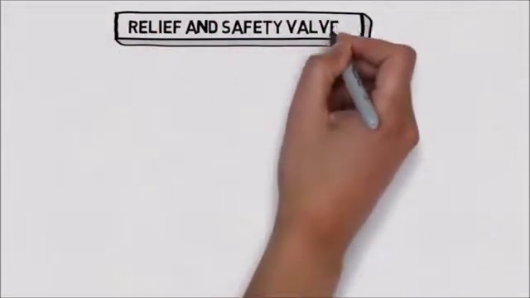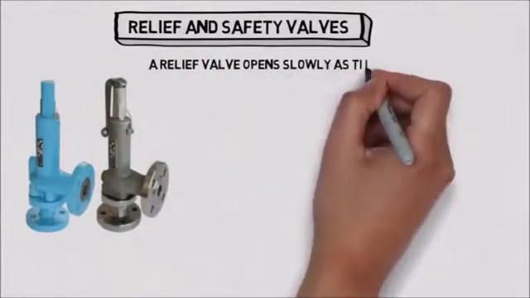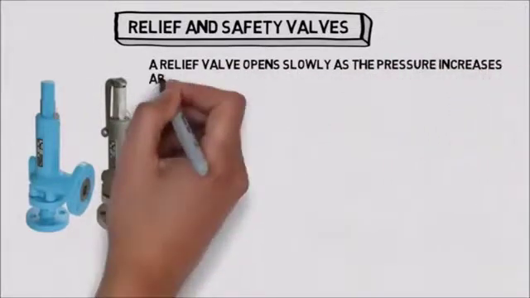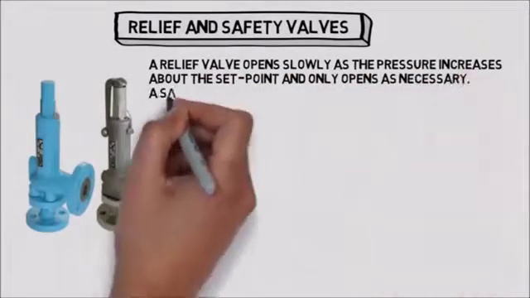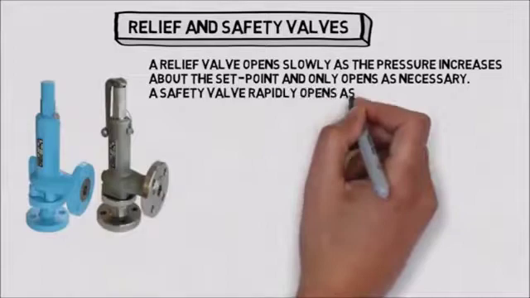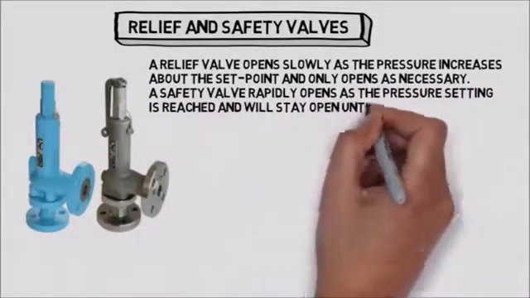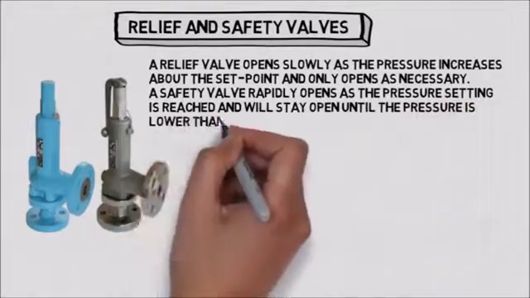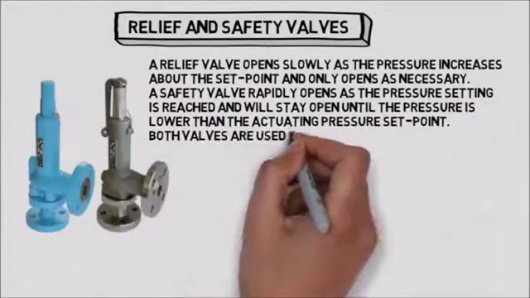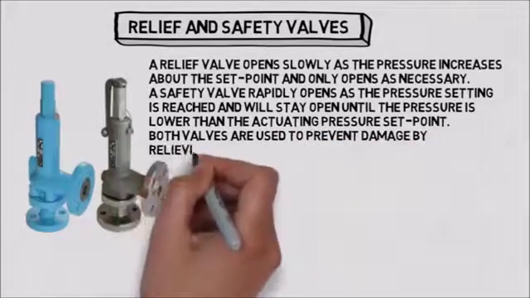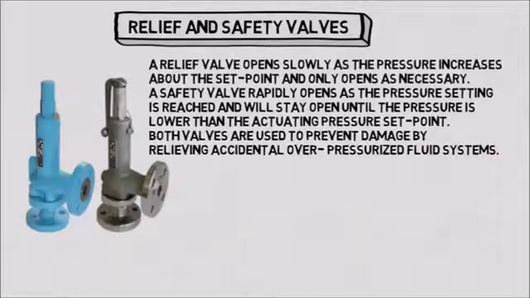Relief and safety valves. The relief valve opens slowly as the pressure increases above the set point and only opens as necessary. The safety valve rapidly opens as the pressure setting is reached, and will stay open until the pressure is lower than the actuating pressure set point. Both valves are used to prevent damage by relieving accidental over-pressurized fluid systems.